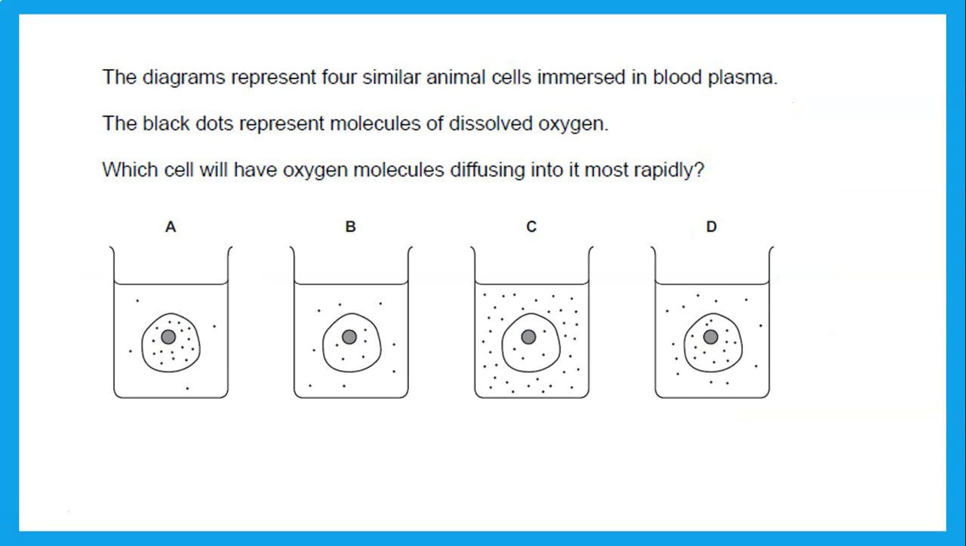Okay, the diagrams show 4 similar animal cells immersed in blood plasma. The black dots represent molecules of dissolved oxygen. Which cell will have oxygen molecules diffusing into it most rapidly? Where do we have faster diffusion? If we have lots of oxygen outside, then more of it will diffuse in. So which one has more concentration of oxygen outside? Well, that is C. If I have lots of oxygen outside, then more of it will diffuse into the cell.